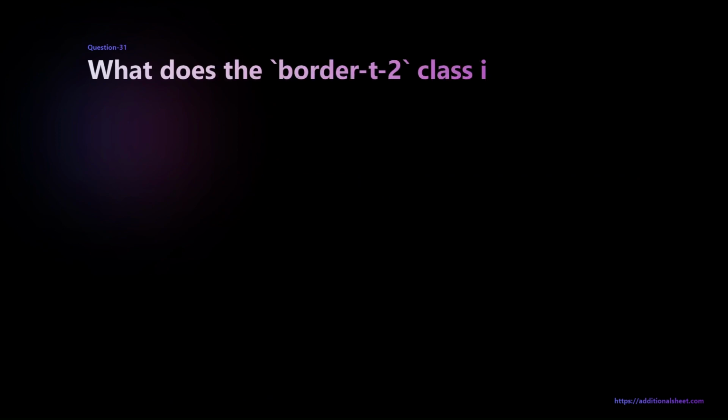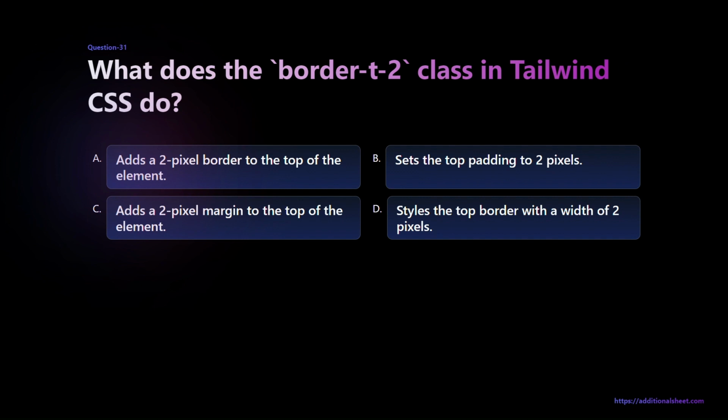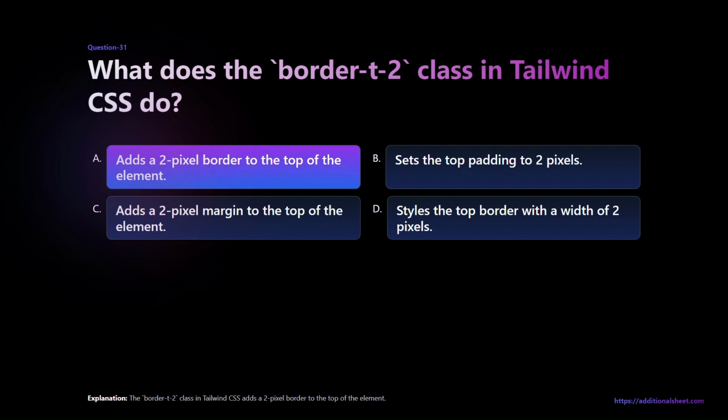What does the border T2 class in Tailwind CSS do? Option A, adds a 2 pixel border to the top of the element. Option B, sets the top padding to 2 pixels. Option C, adds a 2 pixel margin to the top of the element. Option D, styles the top border with a width of 2 pixels. The correct answer is option A, adds a 2 pixel border to the top of the element.